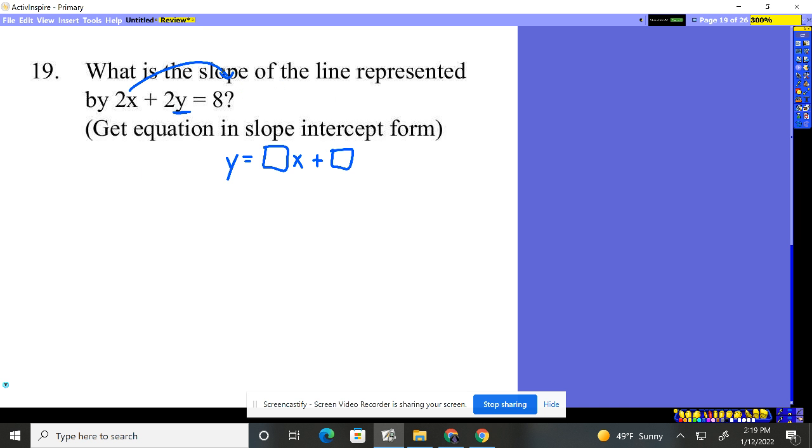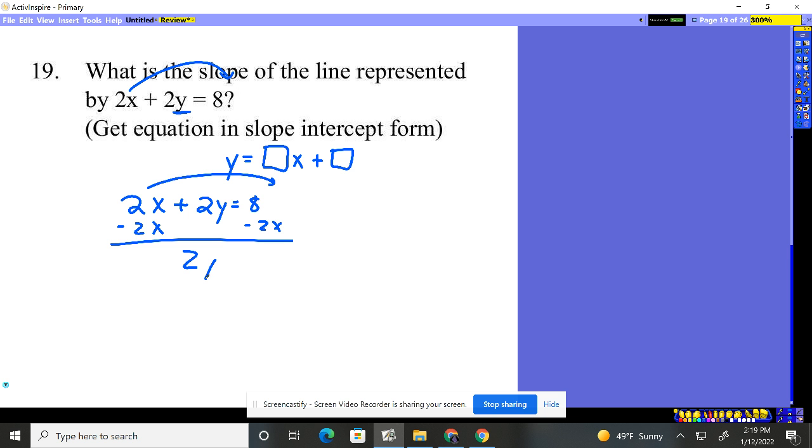So I'm going to move my 2x over first. So let's write the equation here. 2x plus 2y equals 8. I'm going to move my 2x over. So I'm going to subtract 2x from both sides of the equation. I have 2y equals a -2x plus an 8.